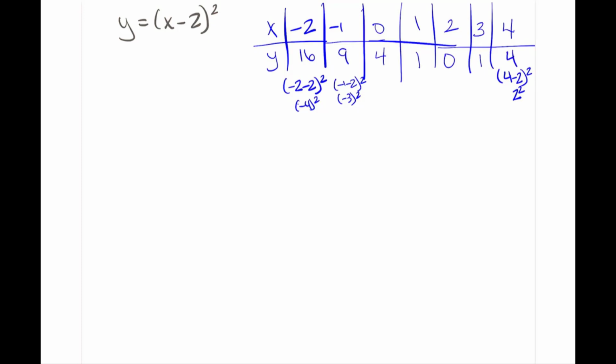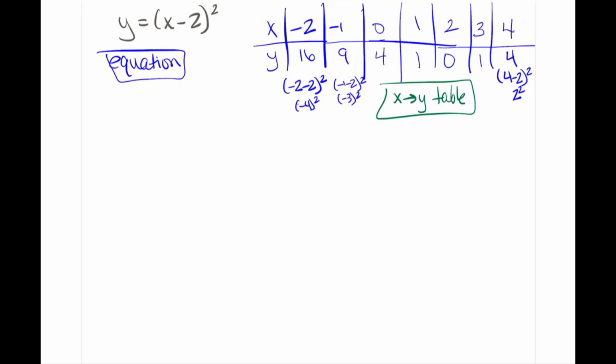So this is what we refer to as an XY table. If you see them asking for an XY table, that's what they're looking for. Another example would be an equation, and this is an equation, of course. So this would be an example of an equation. Then the last one would be to make a graph. So we can make a graph.